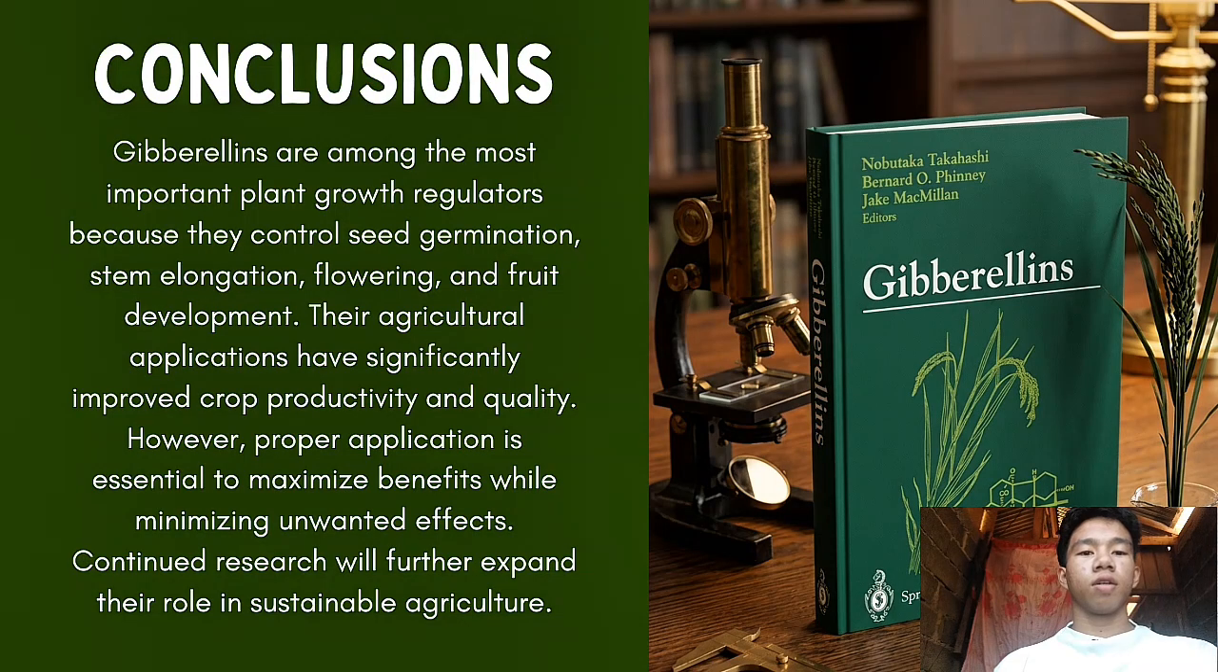Thank you. So, in conclusion, gibberellins are among the most important plant growth regulators because they control seed germination, stem elongation, flowering, and fruit development. Their agricultural applications have significantly improved crop productivity and quality. However, proper application is essential to maximize the benefits while minimizing unwanted effects. Continued research will further expand their role in sustainable agriculture.